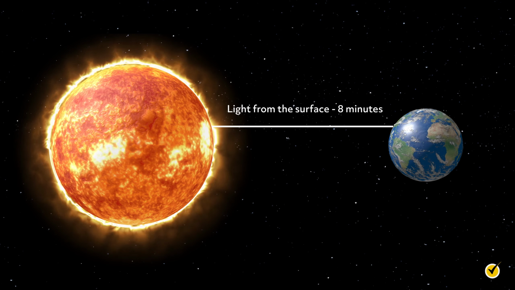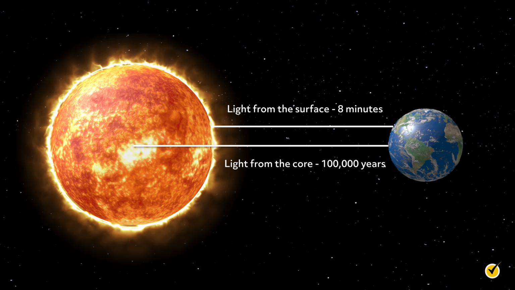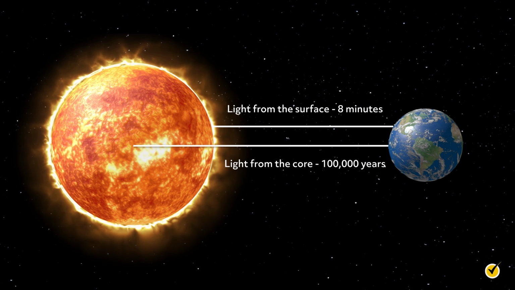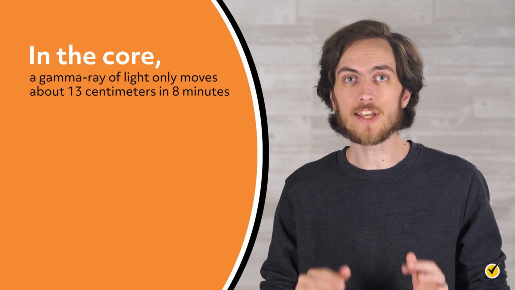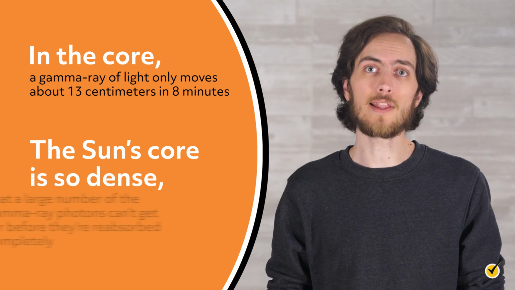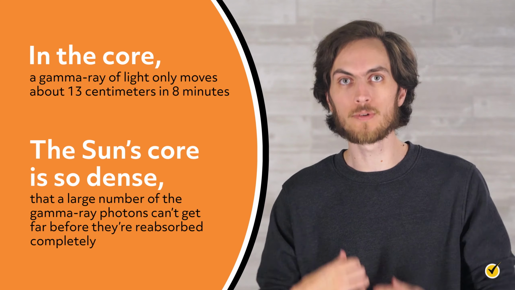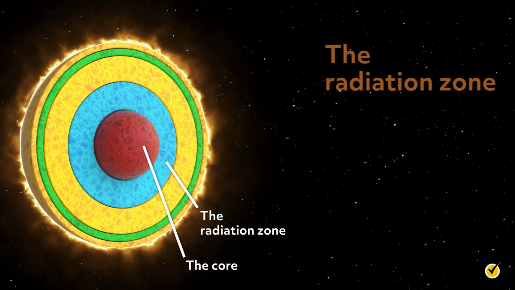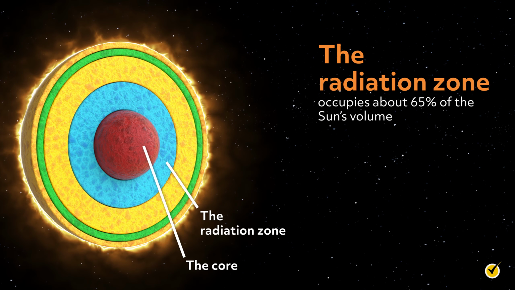While it takes light 8 minutes to reach Earth from the surface of the Sun, it takes light 100,000 years to reach the Earth from the core of the Sun. In the core, a gamma ray of light only moves about 13 centimeters in 8 minutes. In fact, the Sun's core is so dense that a large number of the gamma ray photons can't get far before they're reabsorbed completely.